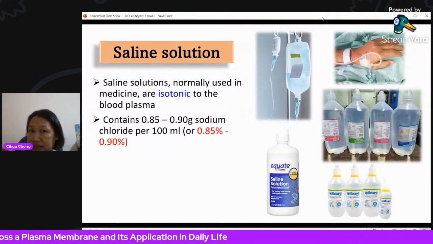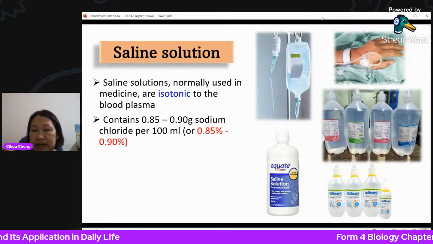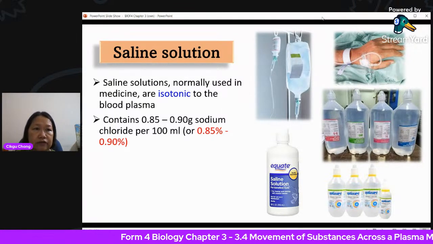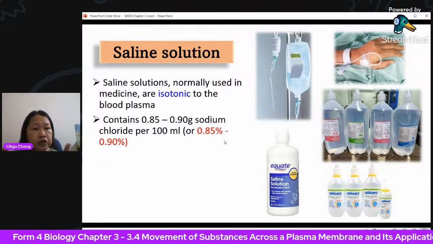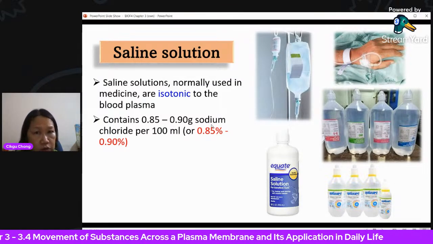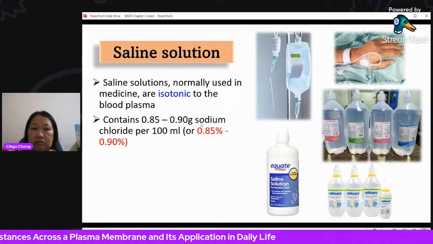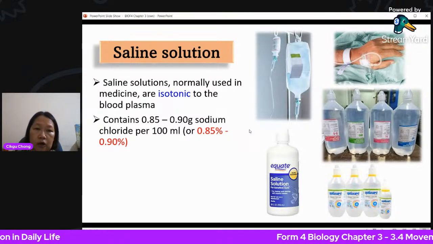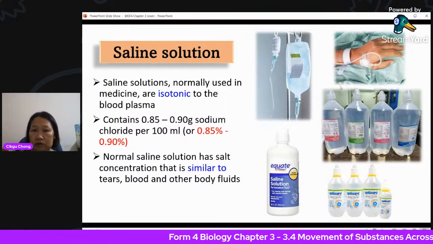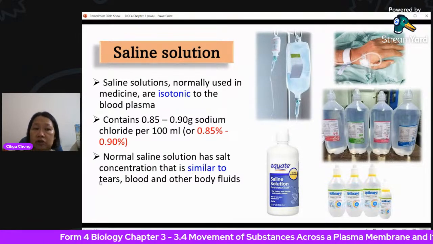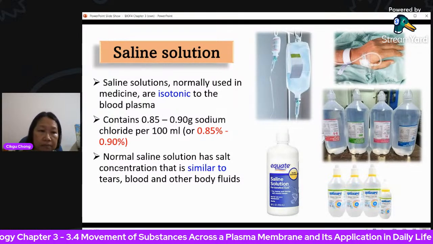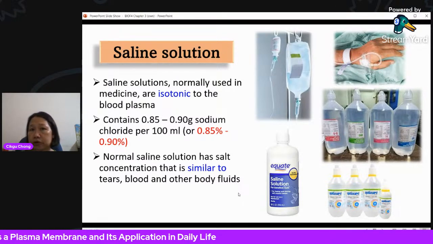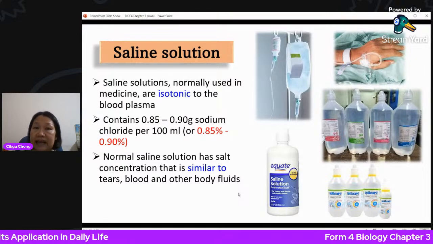Okay? Or if you convert into percentage, it will be 0.85% to 0.90%. So this is a figure that you must remember. Okay, because if any question asks you this kind of figure, then you should know immediately. You should recognize that this is an isotonic solution. Okay, in terms of sodium chloride, I'm not talking about sucrose. So this number is only for sodium chloride. Okay, so normal saline solution will have salt concentration that is similar to your tears. These are your body fluids, your tears, the blood plasma, and other body fluids. Okay, your lymph and everything, all the liquid in your body will have the same concentration as the saline solution.